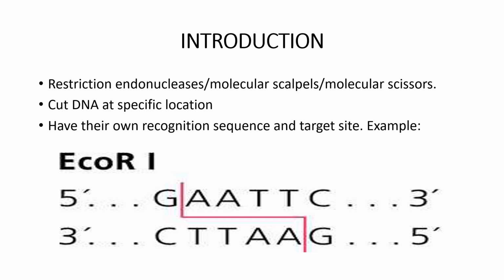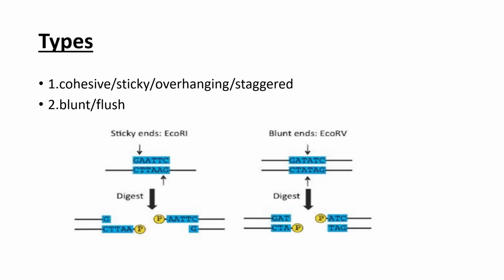When the DNA sequence is cut using a restriction enzyme into two fragments, the ends can be of two types. They are cohesive ends or blunt ends. Cohesive ends are also known as sticky, overhanging, or staggered ends. Blunt end is also known as flush end.